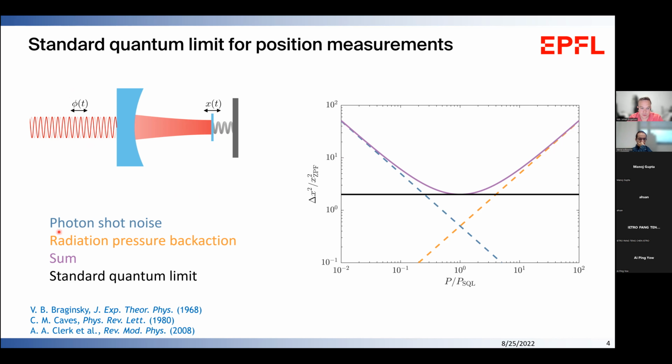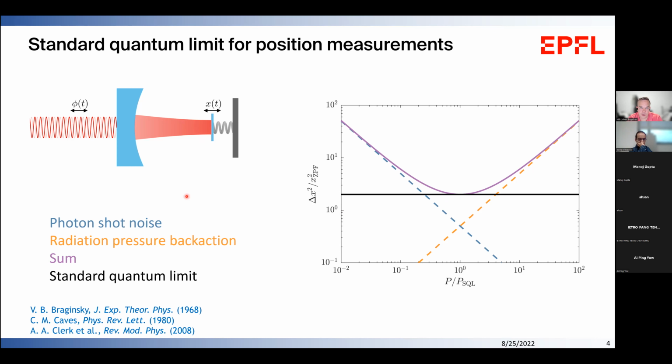So the quantum noise of the light field inside the cavity acts on the resonator and leads to a measurement back action on the position of the oscillator. And this means that there is actually an optimal power to probe the system, at which we reach the so-called standard quantum limit at about 2 times the zero-point fluctuations of this mechanical resonator.